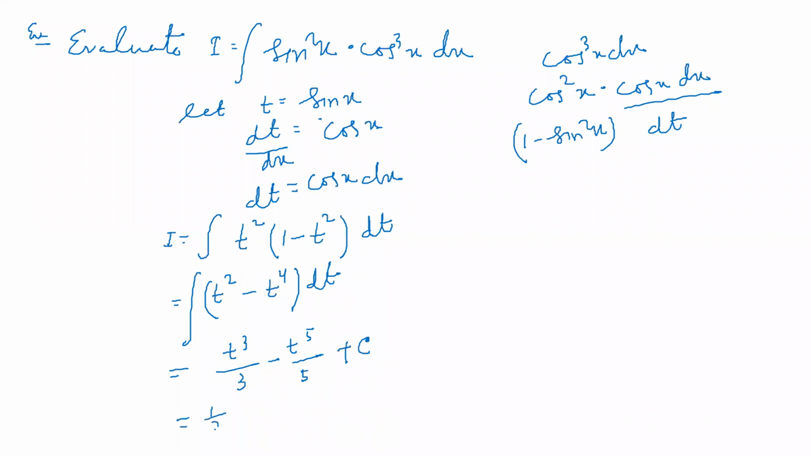Then 1 by 3 t cube is sin cube x, minus 1 by 5 sin to the power 5 x, plus c. This is the required answer to the question.